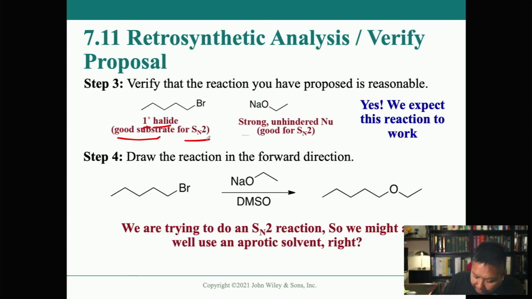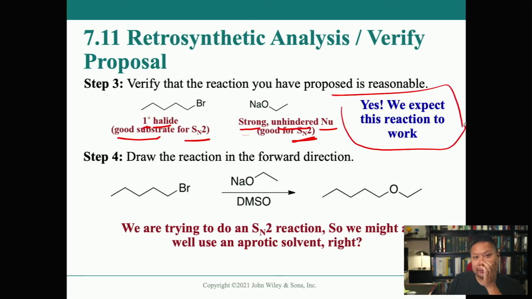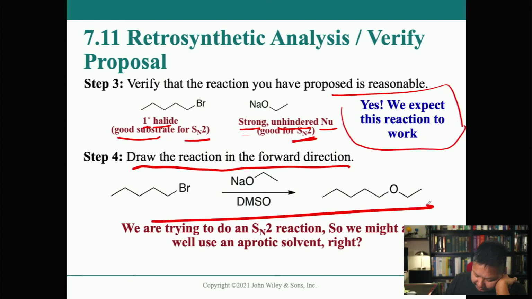That's correct. And then we also have a strong, unhindered nucleophile, which is also good for SN2 reactions. So yes, we would expect this reaction to work. And then you draw the reaction in the forward direction, and you see if it makes the correct product.